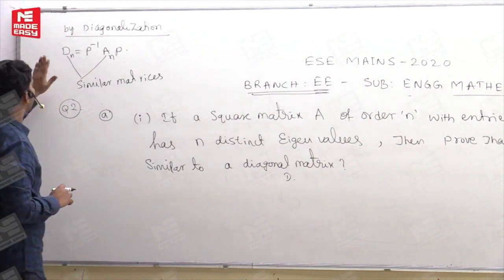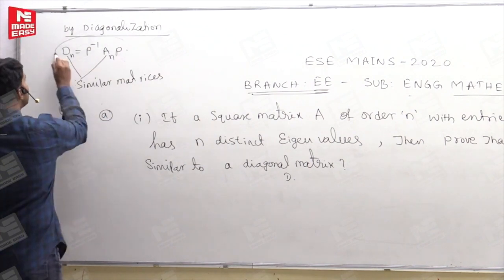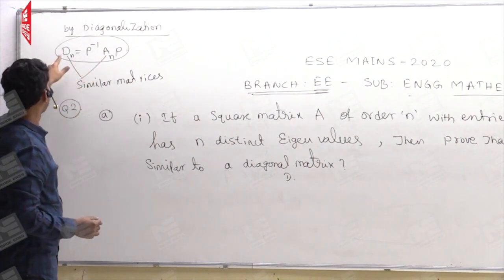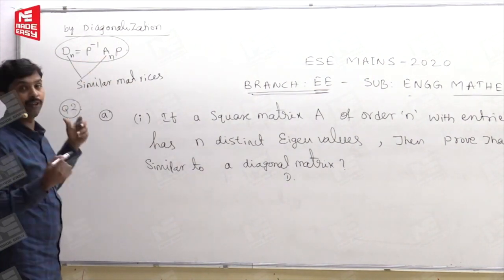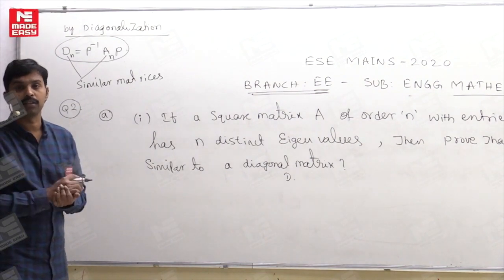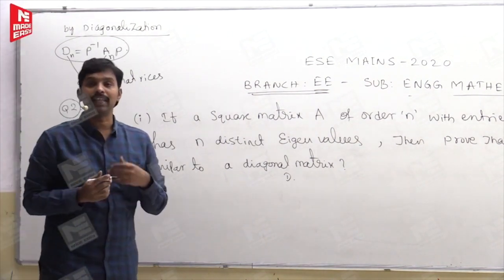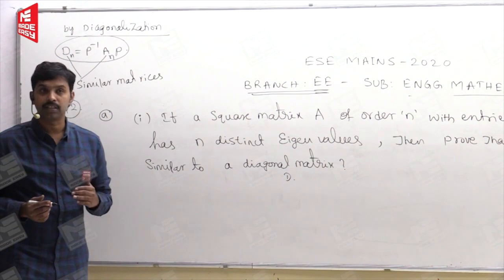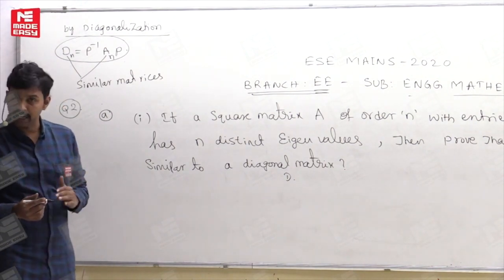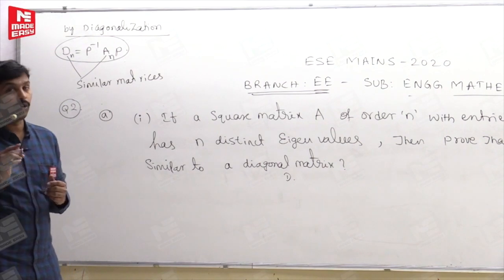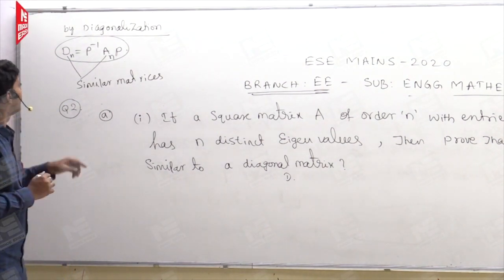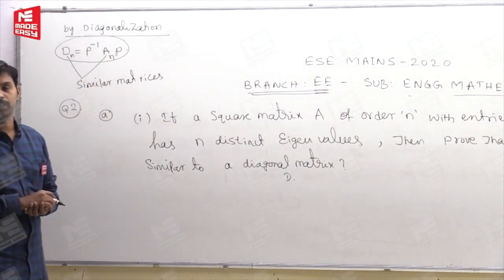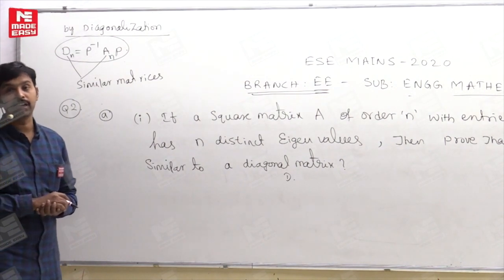So actually, the one thing very clear: when you want to say that A is similar to D, that means this should be possible. When this is possible here, that is the question. So we all know that the necessary and sufficient condition for the square matrix to be written as a diagonal matrix, or to be diagonalized, is that it can be diagonalized if and only if all the eigenvectors of A are linearly independent.